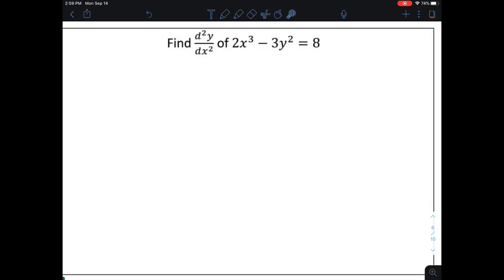All right, this one here is different. Look at the notation. We want to find d squared y over dx squared. That means find the second derivative. So to do this, I'm going to have to first find my first derivative.